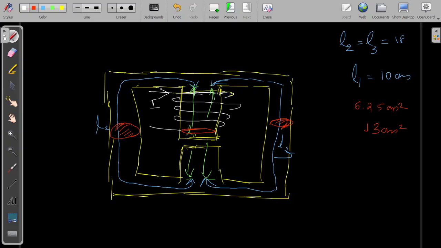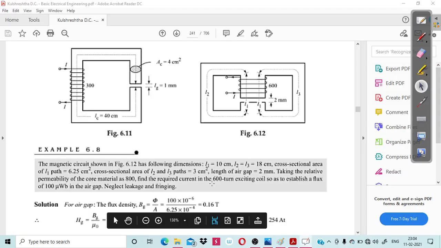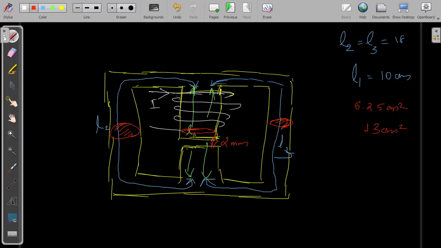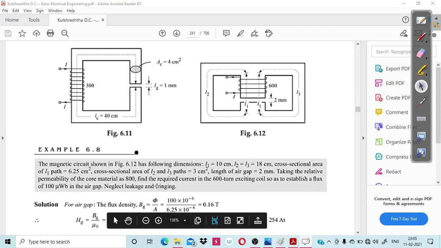2 mm. This air gap is situated here, and this is a 2 mm air gap. Taking the relative permeability of the core material as 800, mu r is equal to 800, and the relative permeability of air is nothing but 1. We know that. Find the required current in the 600 turn exciting coil.